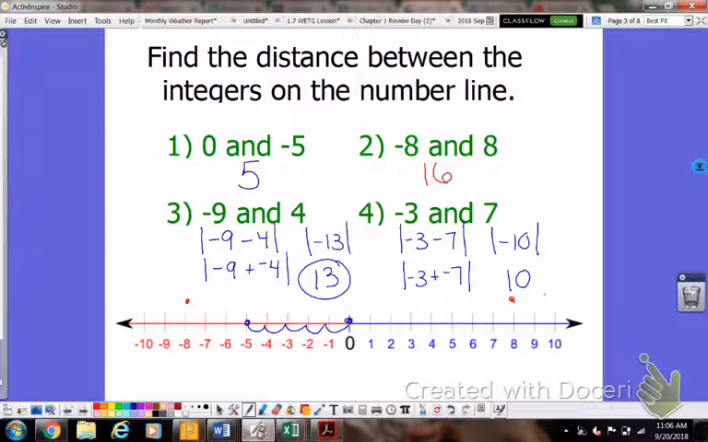Okay, so two different ways that you can think about this. Either use your number line, draw a quick number line if you don't have one, or think about the absolute value. There's some other tricks that you can use to think about that. We'll see if you guys can come up with any of them. If not, just think about these two different ideas.